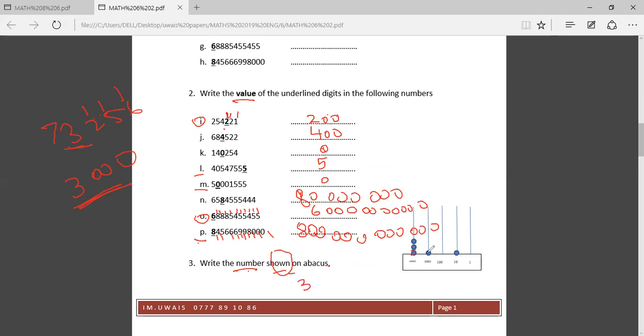Next one? 1. After that? 0. 0. Next? 1. 1, 0. This is the number. This is the number represented by the abacus. Okay. Right, fourth question.